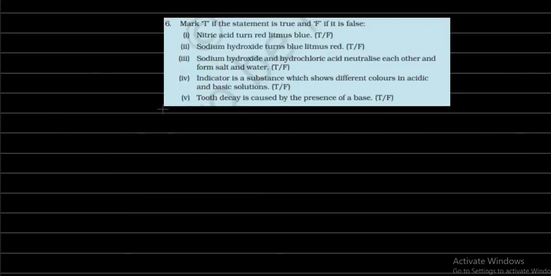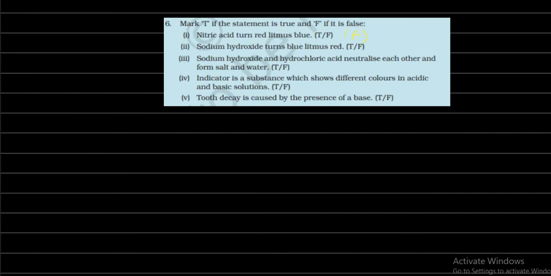Next, mark T if the statement is true and F if it is false. You have to write true or false. I will write here itself. Nitric acid turns a red litmus to blue. Is it true or false? That is false, right? Why is it false?